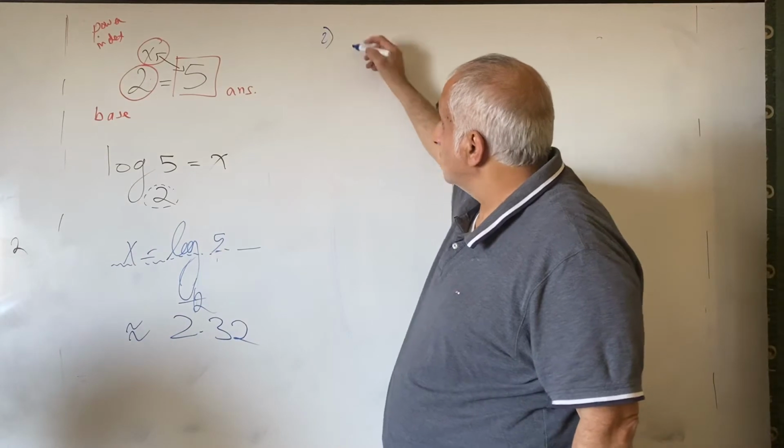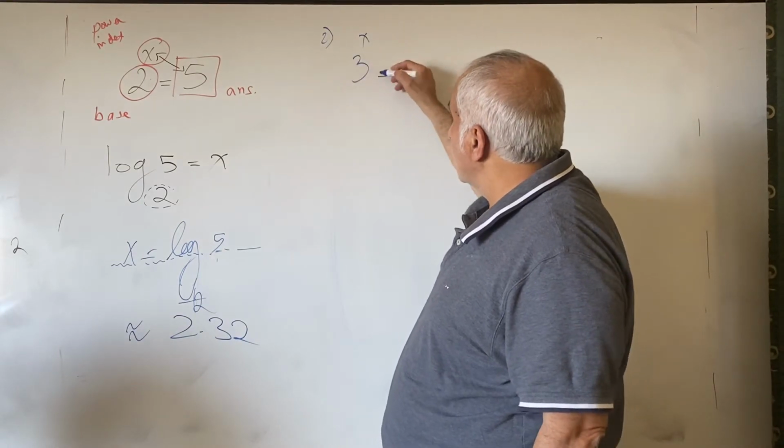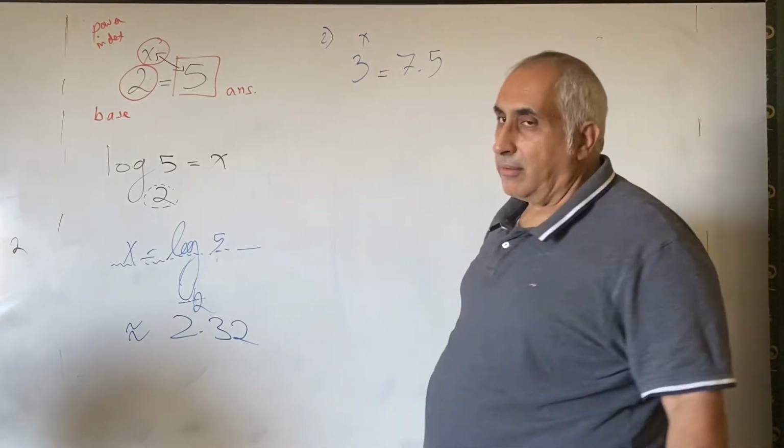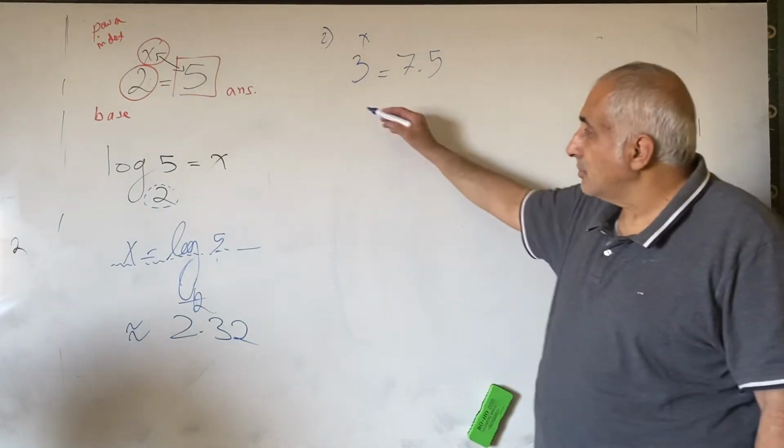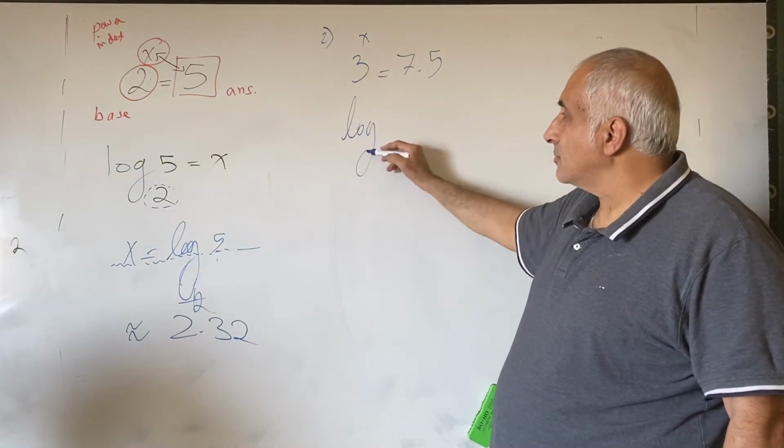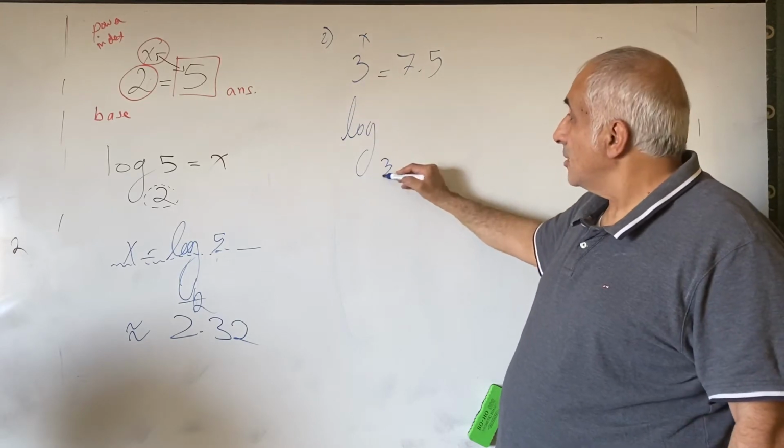Number 2. 3 to the power of x equals 7.5. No way. So what I do, I introduce log. This is my base. Switch those.